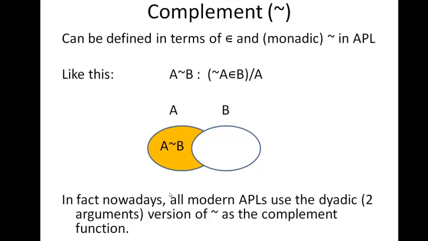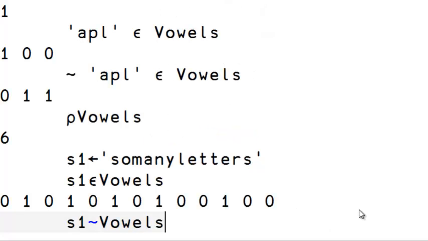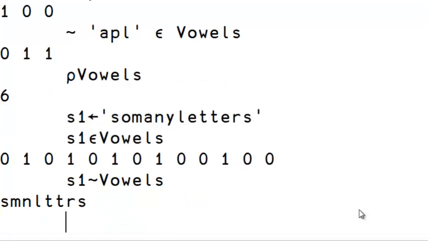In fact, nowadays all modern APLs use the dyadic version of tilde as a complement function. If we want to remove from S1 all the vowels, we can use the dyadic function without, represented by the tilde symbol. We use it dyadically, and we get all the letters that are not vowels.